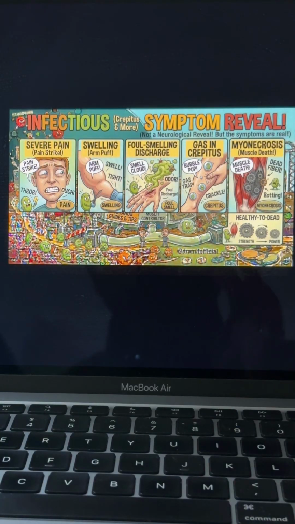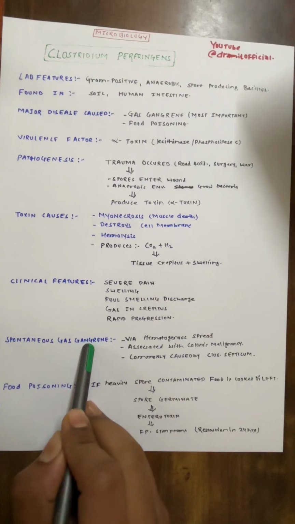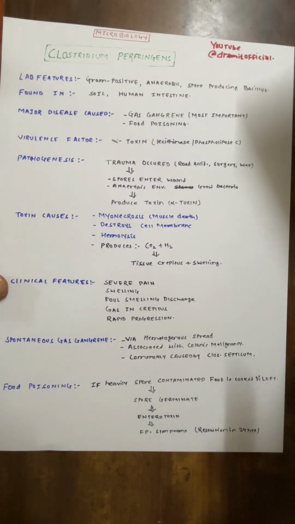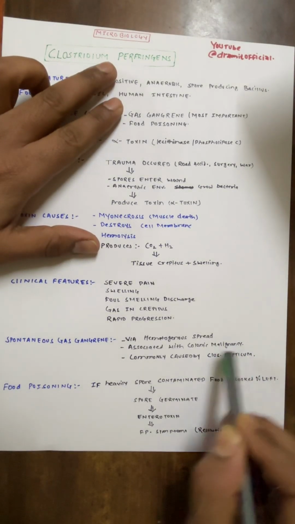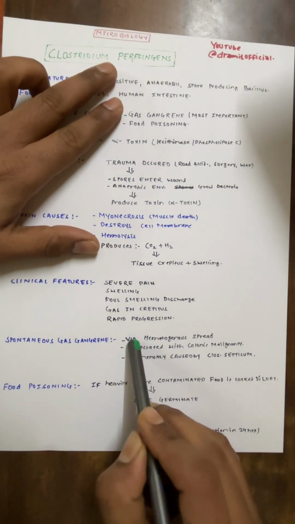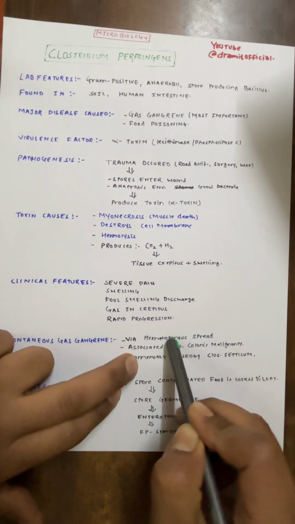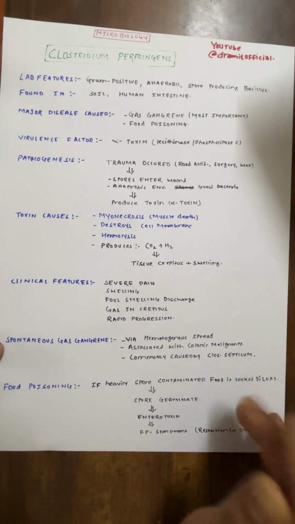Now there is a term called spontaneous gas gangrene. Remember the organism Clostridium septicum, which causes spontaneous gas gangrene. It spreads hematogenously, I mean through blood, and is associated with colonic malignancy. This is an extra point, remember this.